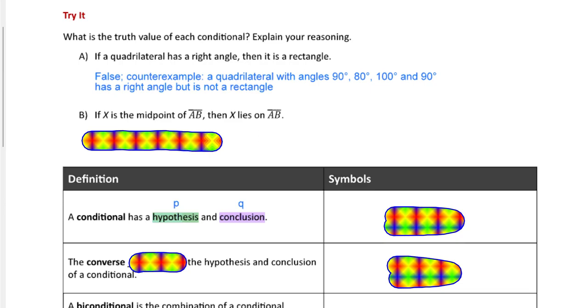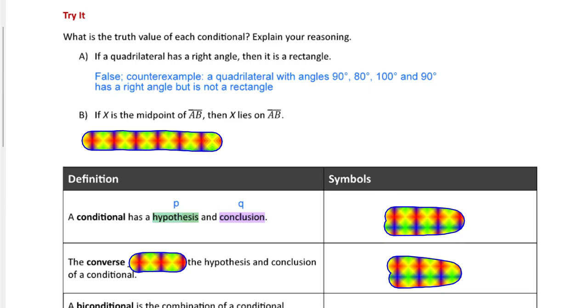A quadrilateral is just a shape that has 4 sides, and it is enclosed to add up to equal 360 degrees. Okay, so this is false, right? We could think of other angles, and it is not a rectangle because 90, 80, 100, 90, that 80 and 100 makes this not a rectangle. All right, our next one.